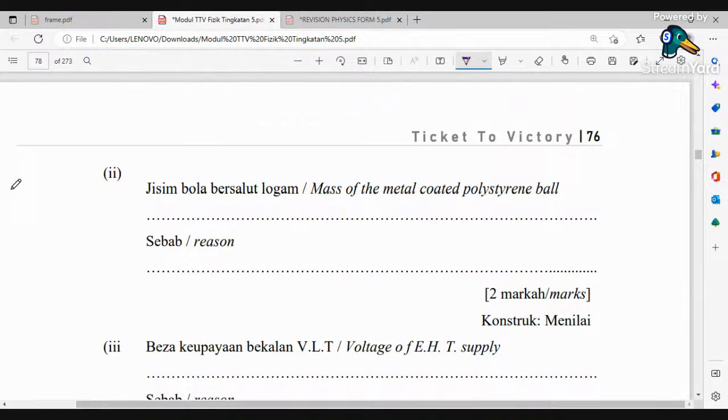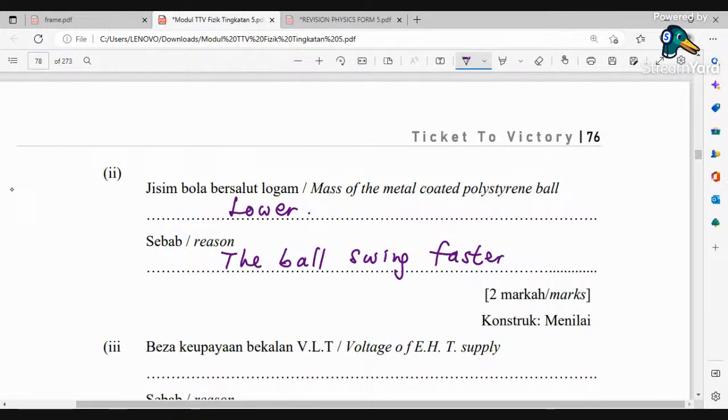Okay, mass of metal coated polystyrene must be low atau small pun boleh. Reason, ball swing faster. Jangan tulis the ball swing at high frequency. Frequency dah mention atas tadi. Okay, the ball swing faster ataupun at high speed.